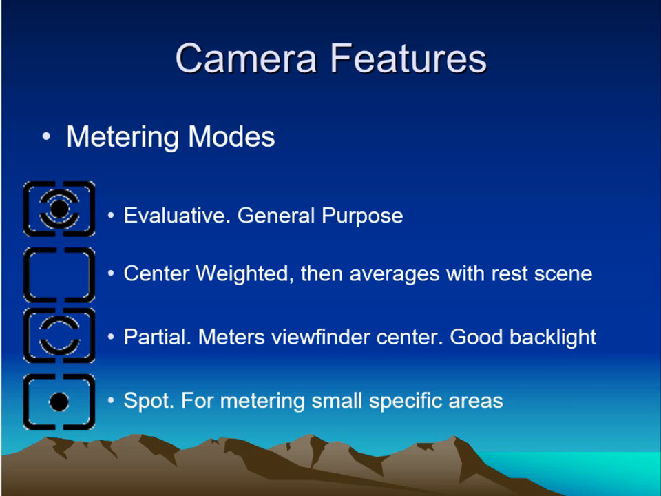And then partial metering meters the viewfinder center only. So this is good for backlighting when you're doing people and stuff like that. And then spot metering for metering a very small area. That black circle in the middle is the only place that the camera is going to actually meter. So you're going to want to hit it on the good spot. You're going to want to place that black circle on the best spot that you consider to be average in tone to get a good exposure. And it's a little more complex than that.